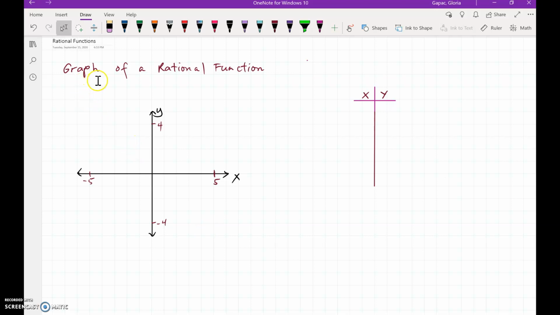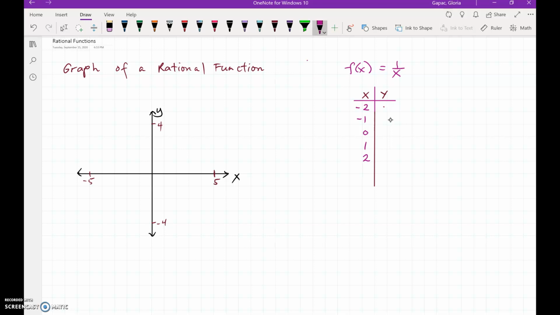So we're going to look at again the graph of rational functions, and this is in particular with the parent function f of x is equal to 1 over x. So I will have some values to choose. I'll get -2, -1, 0, +1, and then 2. So in this function, if I plug in -2 into the x, I will get what value?